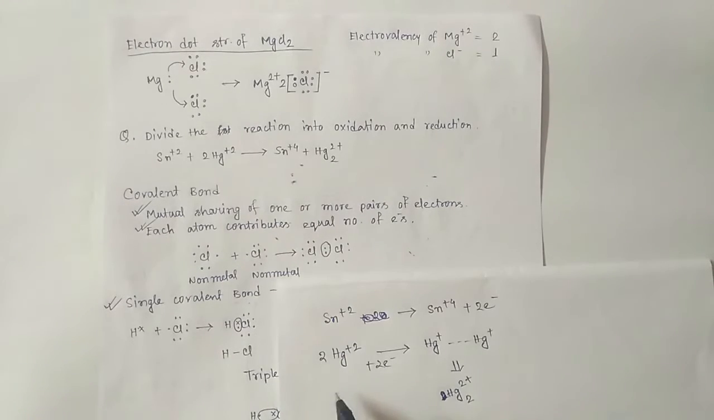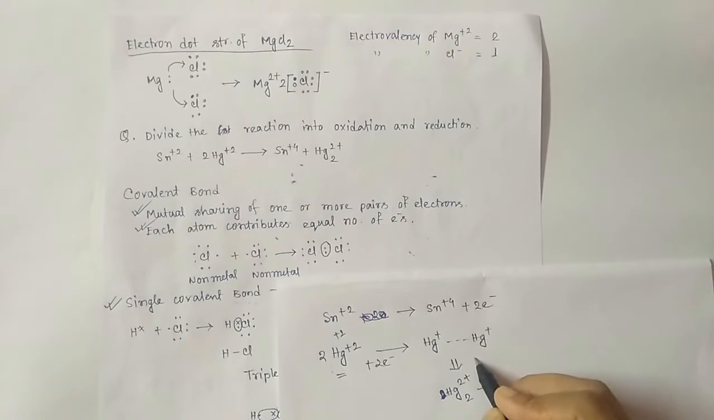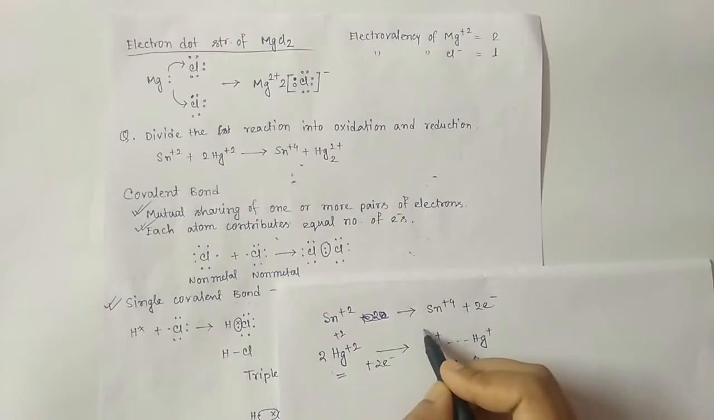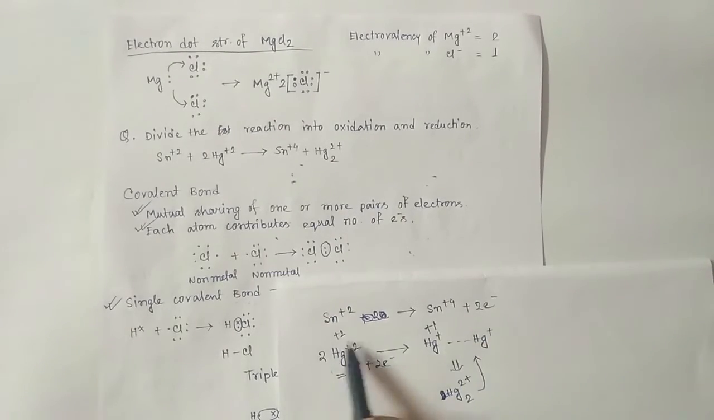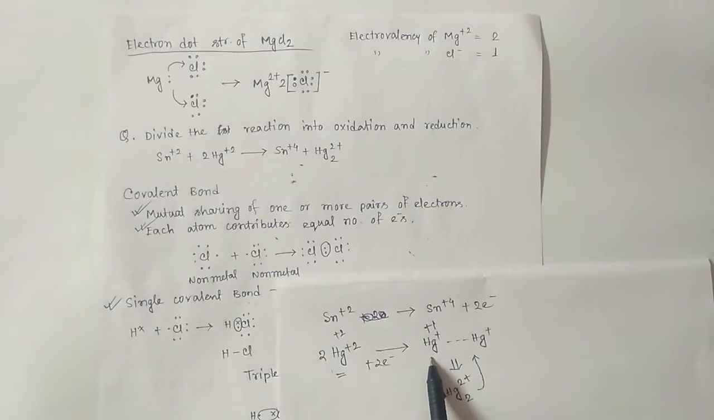So there is a decrease in oxidation number. Because you can see that in this case the oxidation number of the Hg atom was +2, but actually this molecule has this structure. That is why the oxidation number decreases from +2 to +1, as this Hg+ atom has oxidation number +1. So I hope you understand this question.